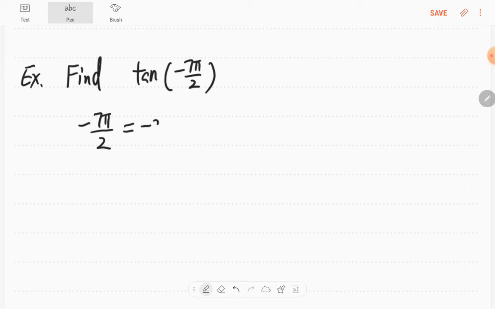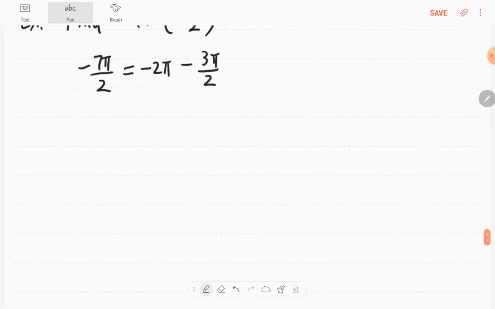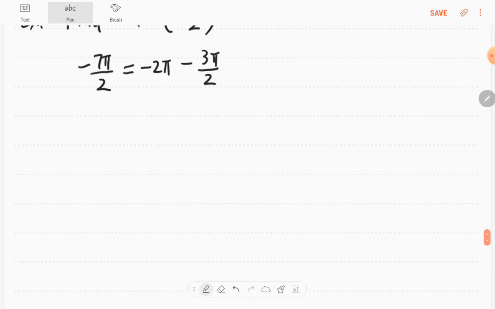The negative 2 pi minus 3 pi over 2, yes. So negative 2 pi is 1 revolution, but in the opposite direction. Right, 3 pi over 2 is just 3 pi over 2, but in the opposite direction, right?